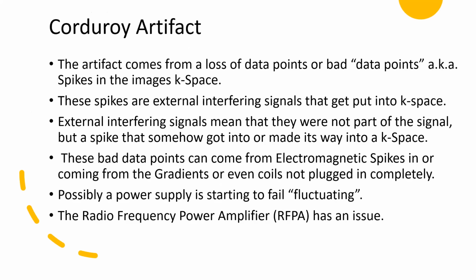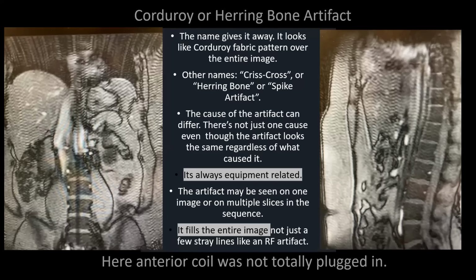Corduroy artifact. Now we're getting into artifacts that come from our equipment. Corduroy artifact is nothing more than bad data points or spikes in your K space. These spikes are external interfering signals that get placed into K space. So they're bad spikes, and it's going to screw up the entire image. These bad data points can come from electromagnetic spikes, from gradients, coil not being plugged in well, power supplies starting to fail. So when you see it, it looks like this.